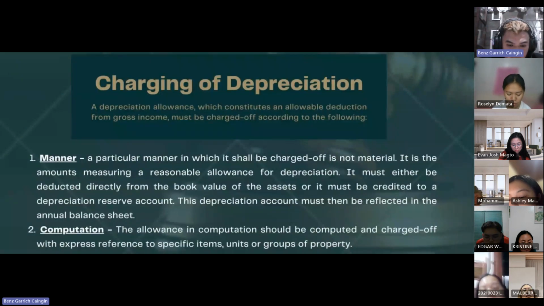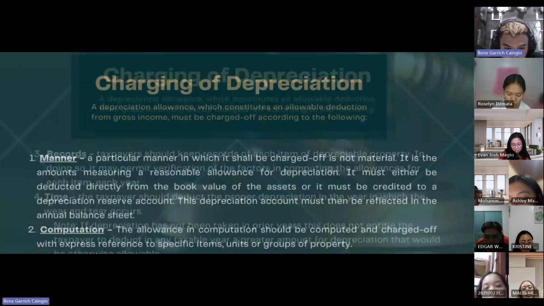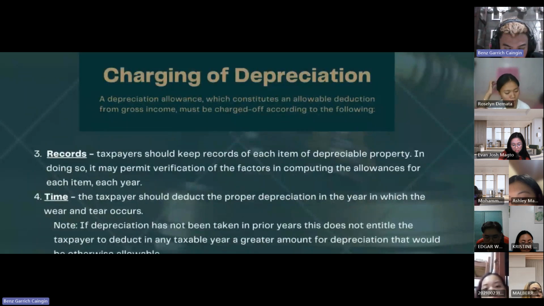For number two, we have computation. The allowance in computation should be computed and charged off with express reference to specific items, units, or groups of property. Each item or unit should be considered separately or specifically included in a group in which the same factors apply. For number three, we have the records. Taxpayers should keep records of each item of depreciable property because this may permit verification of the factors in computing the allowances for each item each year.